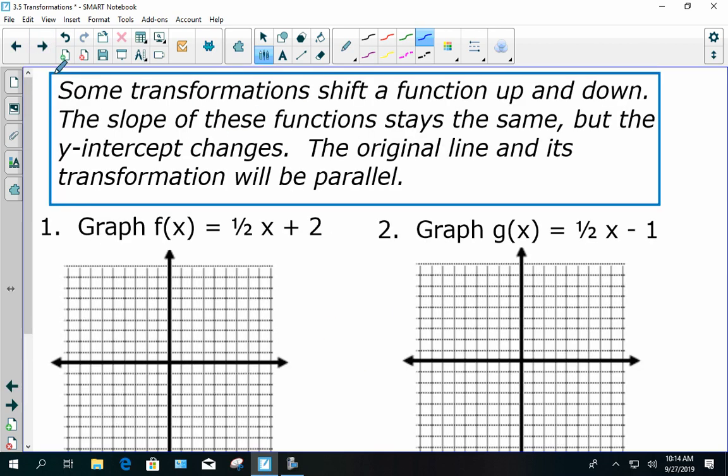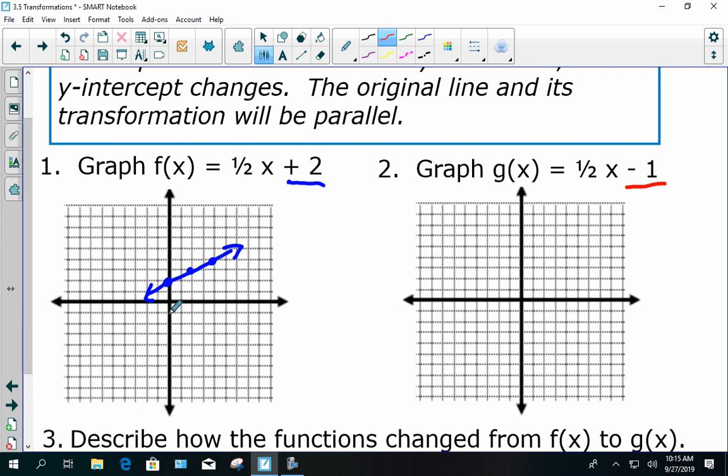Okay, so here we go. We are going to graph these two lines. This one has a y-intercept of +2. So I go to +2 and I put a dot. Then I'm going to go up 1 over 2, up 1 over 2. And that is my blue line. Then I'm going to do my red line on the same graph. So I go to -1, and same thing. I go up 1 over 2, up 1 over 2.